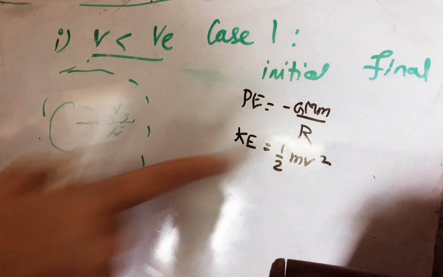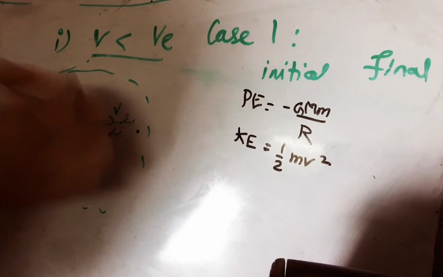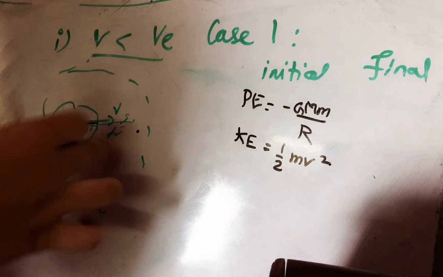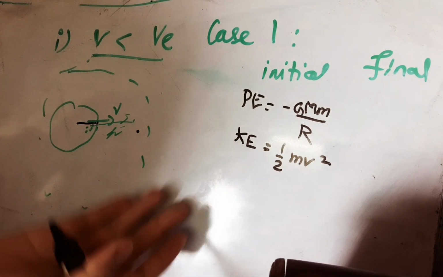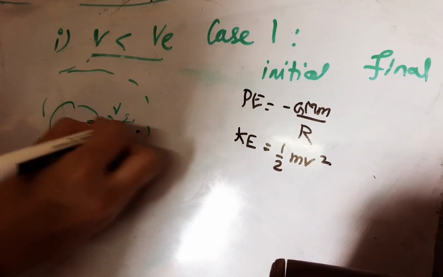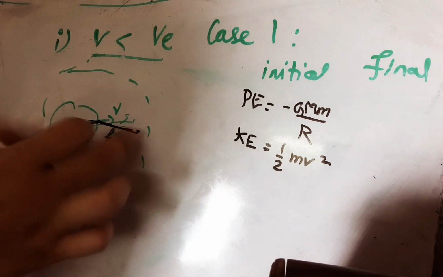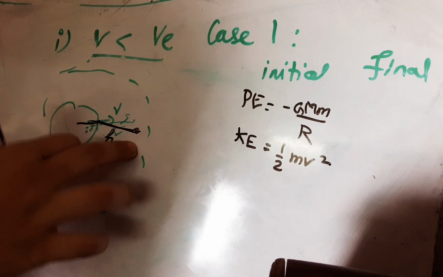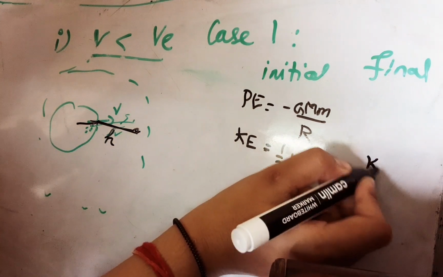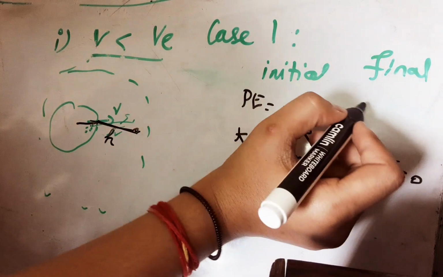Okay. Next, coming to what will be its final condition. After reaching some point h in the gravitational field, because it can't escape the gravitational field as the velocity is less than escape velocity, after reaching some distance h from the surface of the earth, it stops. It stopped means its kinetic energy here became 0.